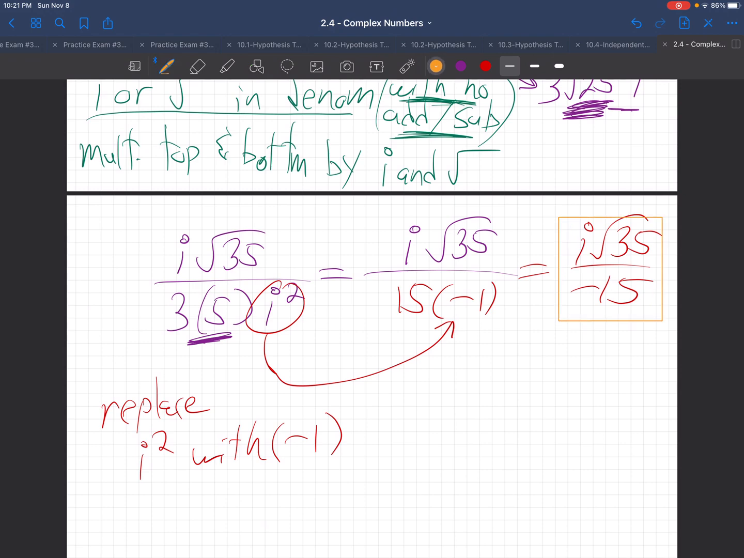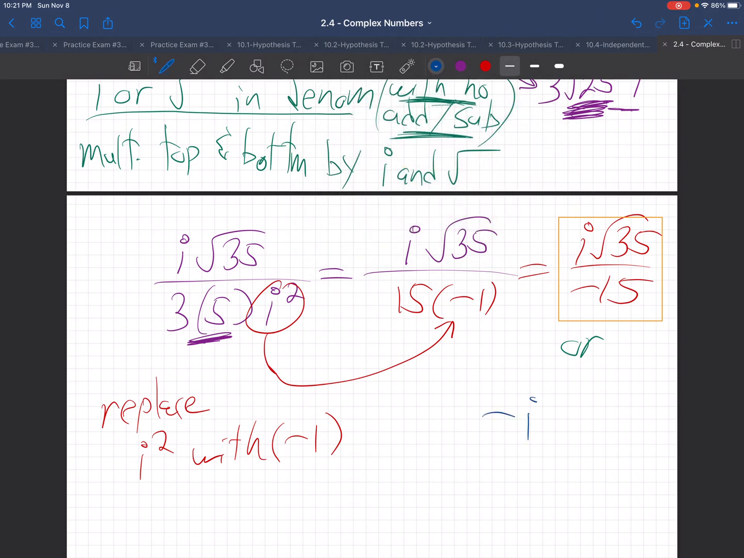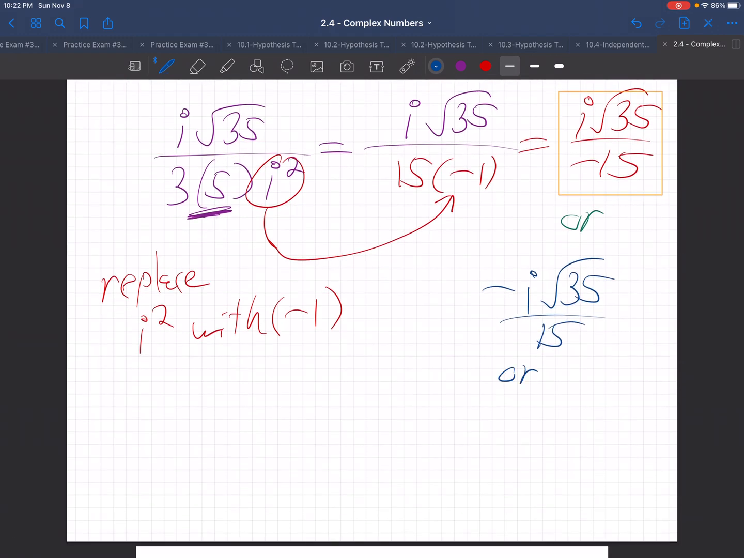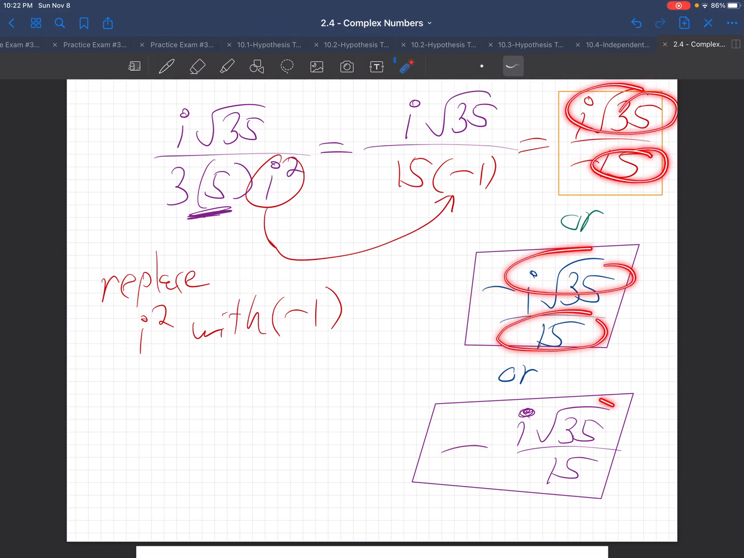But there's other ways you could say it. I hope it's not confusing. It's important that I show you. Or you could say it like this. You could put the negative on the top. Or you could say it like this. You could put the negative in the front. Like that. There's three different ways you could write it, and they're all the same. And notice that when you have a negative in a fraction, it doesn't really matter where that negative is, on the bottom, on the top, in the front, whatever. It's all the same thing. It's basically negative, wherever you want it to be, i root 35 over 15.